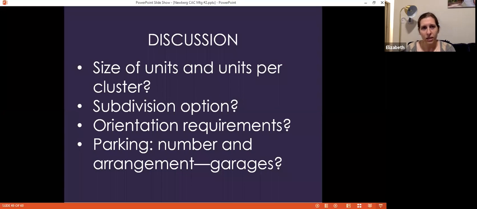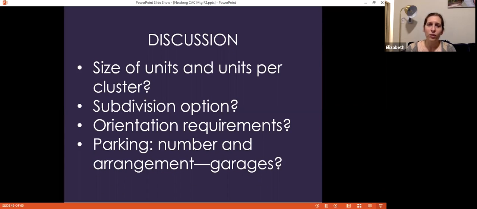Okay, next. The discussion that we were hoping to get your input on is, is there a desired size of units that you'd like to see? Do you think it's important that the code caps the maximum size somewhere between 900 and 1,800 square feet, or leave it open? And is there a number of units per cluster that you think is an important standard to set?